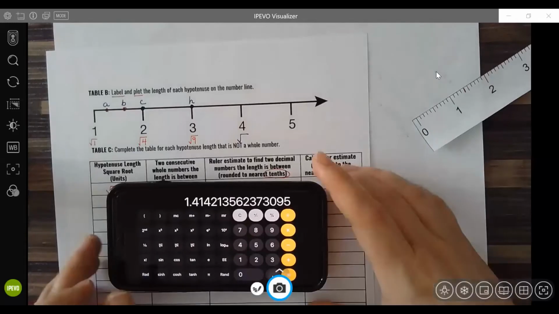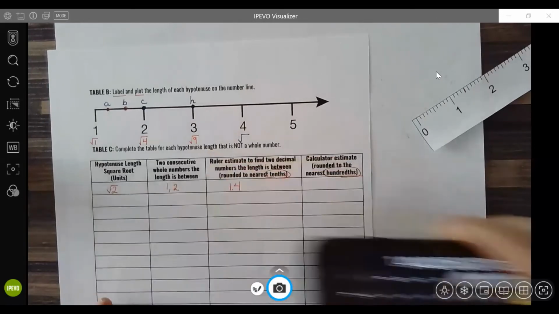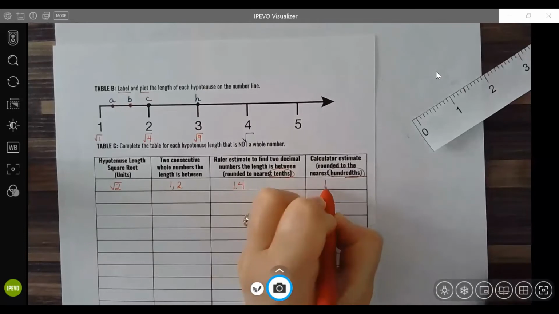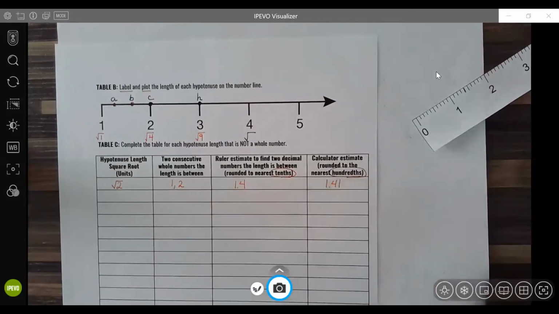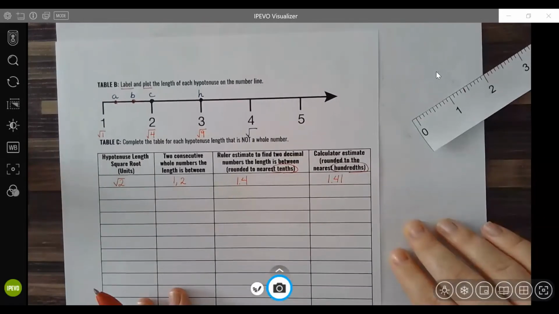And so it says round to the nearest hundredth. So I have 1.41. 4 is below 5, so we leave that alone. We leave it as 1.41. So I'm going to put 1.41. You will notice that our ruler estimate and our calculator estimate are really, really close. Okay, and so for the next one, I'm just going to go back and repeat that same process.